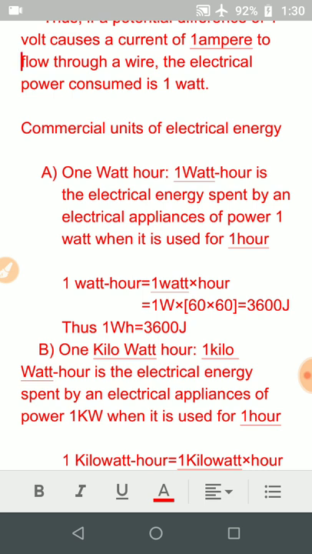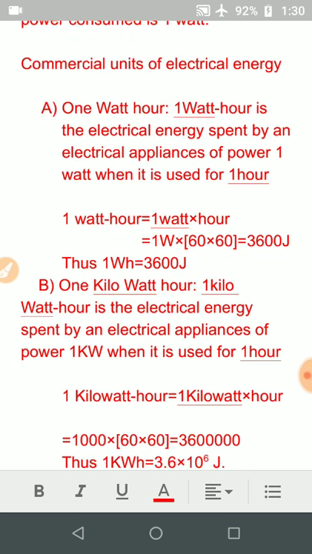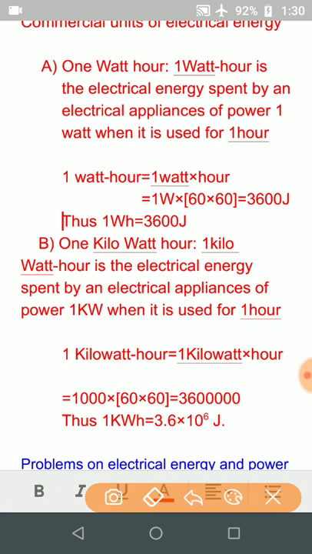Friends, commercial units of electric energy consist of two units. The first one is 1 watt hour and the next one is 1 kilowatt hour. Now let us discuss one by one. What is 1 watt hour? What is 1 kilowatt hour? What are the differences between these two, that is, 1 watt hour and 1 kilowatt hour?